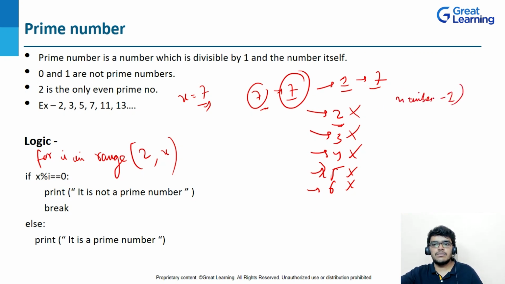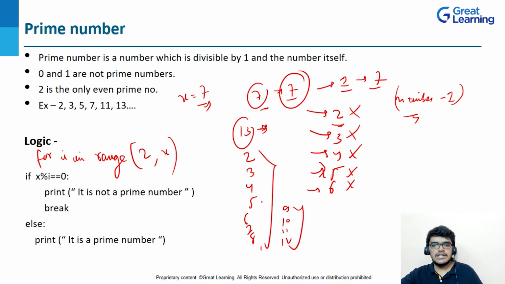Let's take one more example. If I'm taking the example of 13, then I will check whether it is divisible by 2, 3, 4, 5, 6, 7, 8, 9, similarly 10, 11, 12, up to 12 I will go, right? You can see clearly that 13 is not divisible by 2, 3, 4, 5, 6 and so on up to 12, right? So this is a prime number.